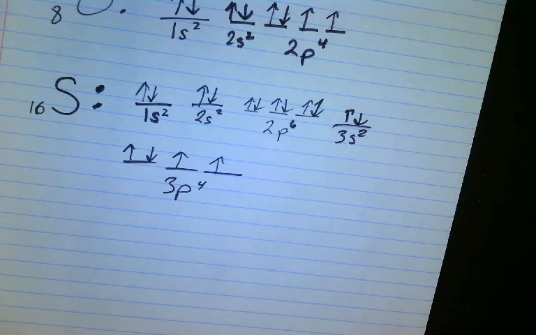Is there any way I can help you? Wait, so 5f comes after 7f? Yes. Think about it. 7s is right here, and then it goes down here, and then it comes back. Does that make sense? Yeah. And then it goes to the bottom. Okay.